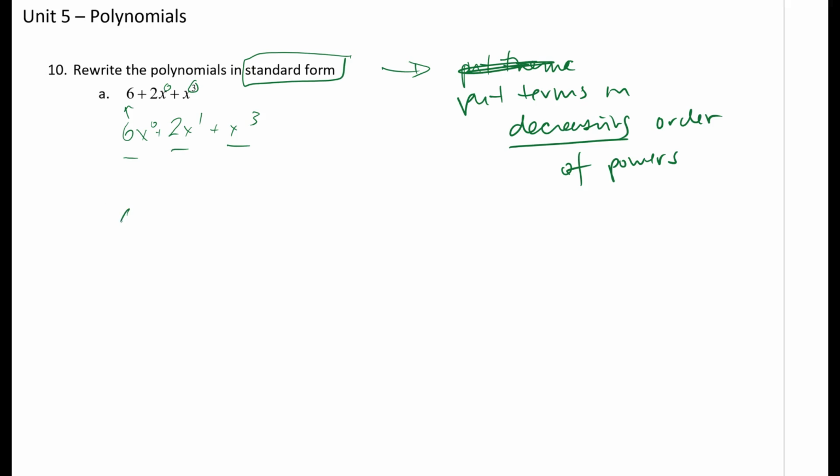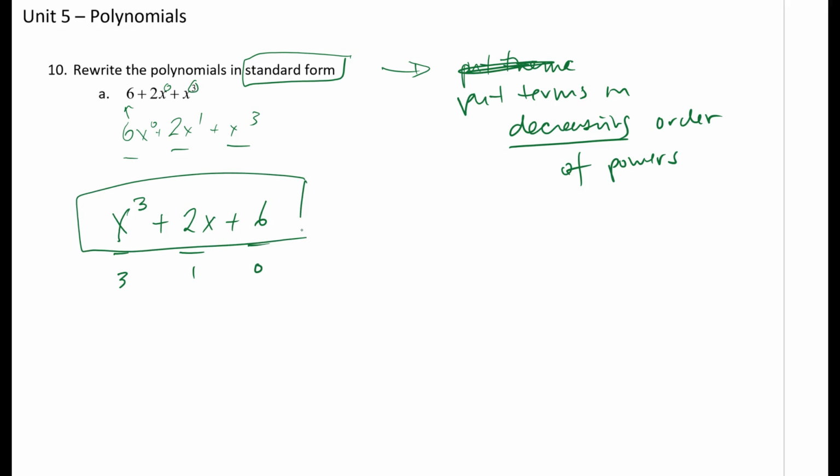So to put this in standard form, you would put the x cubed first, then 2x, then plus 6, because this has an exponent of 3, this has an exponent of 1, this has an exponent of 0. So this would be the polynomial in standard form. And the same thing would apply here. You just got to put them in decreasing order. Well, 11 is the highest, so that's why that goes first.